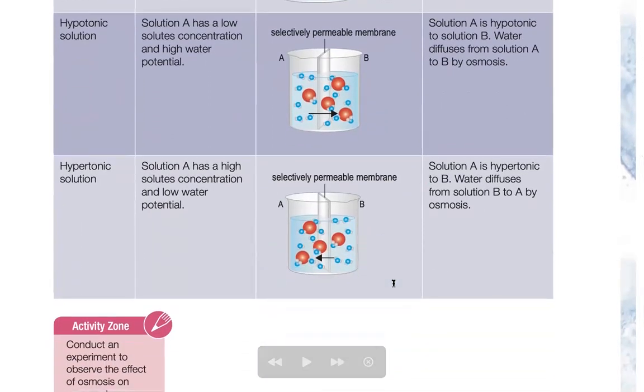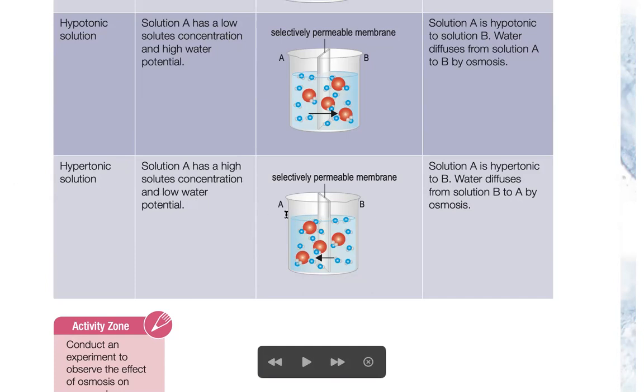Okay, and the last one is hypertonic. Kalau hypo tadi, awak belajar, hypo ni, okay, dia ada banyak water potential. Tapi kalau hyper, awak tukar je lah. Okay, dia ada higher solute. Macam hypo, dia ada banyak air. Kalau hyper ada banyak solute macam garam ataupun gula. Maksudnya dia kurang air lah. Apa maksud hypertonic solution? A solution that has higher solute concentration. Terbalik. Macam ini low, yang ni high. But low water potential. Dia ada kurang air.